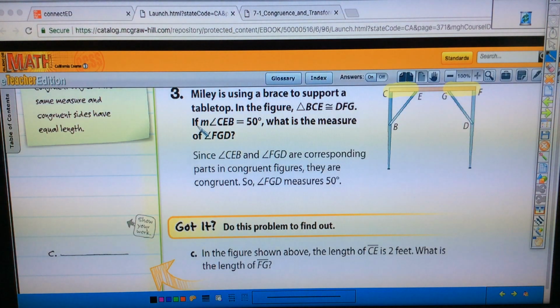So it tells you that if the measurement of angle CEB, so basically what's going on here is this middle letter here tells us that they're referring to this angle, right? They're saying it's 50 degrees.